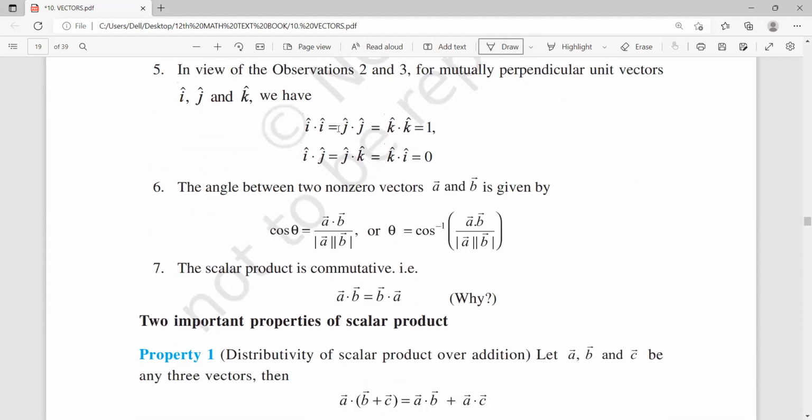So this one we observe, what is that? I dot I equals J dot J equals K dot K, that's 1. But I dot J or J dot I, whatever, if you take any other combination, that becomes 0 because they are perpendicular.